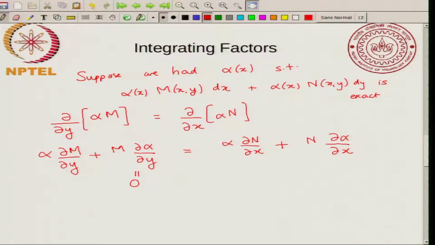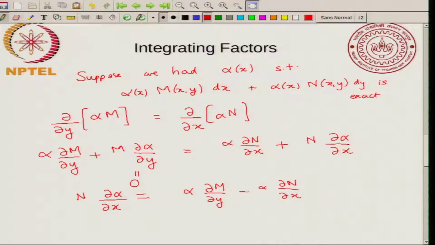So I can rewrite my equation in the following form. I'll just bring the dou alpha by dou x to the left. And I can write this as alpha times dou M by dou y minus alpha times dou N by dou x, and I have an N here.